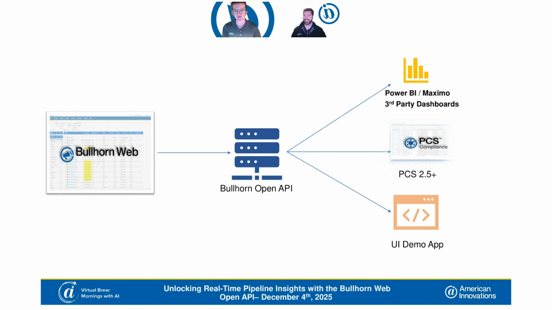So then once you get that Open API programmed, connected to your external systems, such as Power BI or Maximo, or any other third-party dashboards you may be using. In this case, I'm also going to be showing it hooked up to a demo application. And for those of you using PCS, this is also tied into PCS 2.5. But once all that integration is done, your data can now go through that superhighway, like I said, that hyperspace lane, all the way from Bullhorn Web into your third-party system, PCS, or any other tool that you want to hook up to this data and make sure that it's streaming in real time.